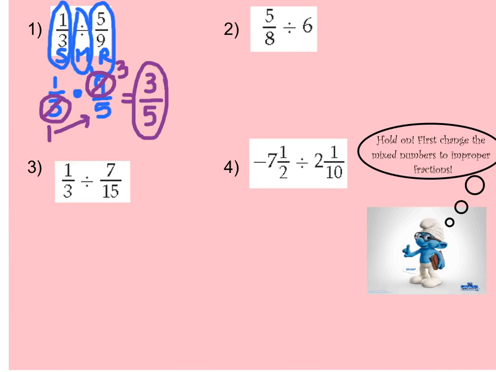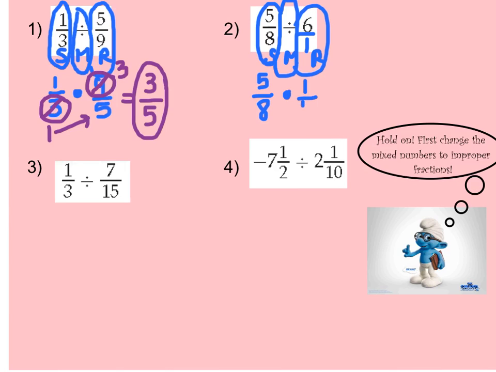All right, first step is to make sure everything's written in fraction form. That means the 6 we need to put over 1. And there aren't any mixed numbers to change, so we're going to SMUR. Remember, S means stays the same, so 5/8 is going to stay 5/8. Change the division to a multiplication, and then the reciprocal of 6 over 1 is 1/6.